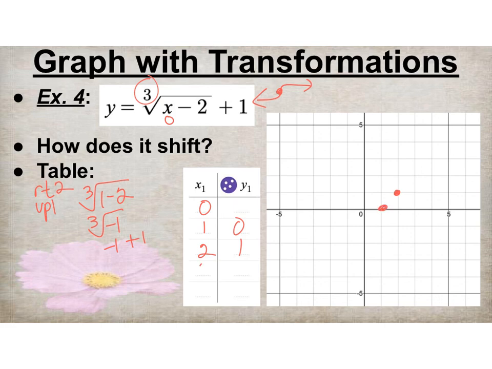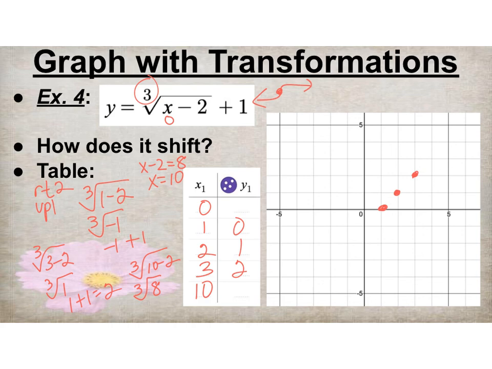I'm going to go bigger, so I'm going to go to 3, and it's going to be a similar idea. The cube root of 3 minus 2 is the cube root of 1 is 1 plus 1 is 2. So 3, 2. And our perfect cubes, so we have perfect cube of 1 and then the perfect cube of 8. So if I want x minus 2 to equal 8, that means x is going to be 10. So another good value to plug in would be 10. And then when I do the cube root of 10 minus 2, that's the cube root of 8. Cube root of 8 is 2 plus 1 is 3.